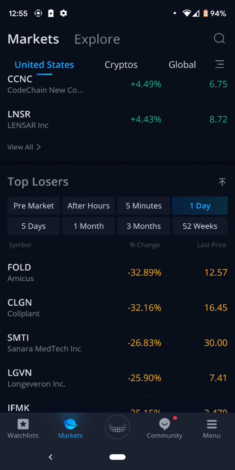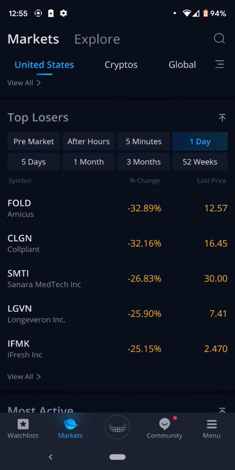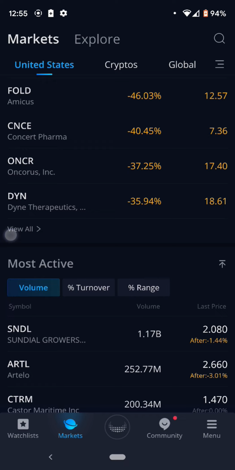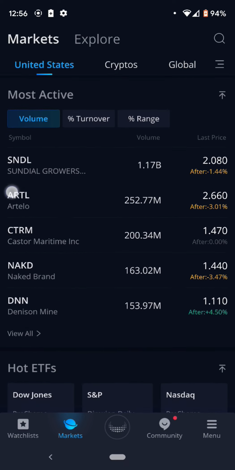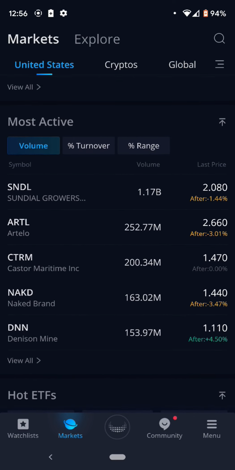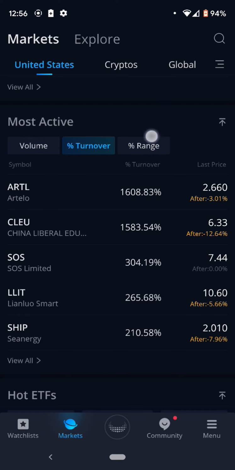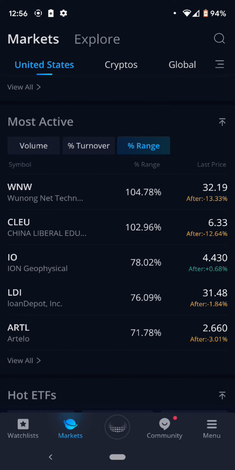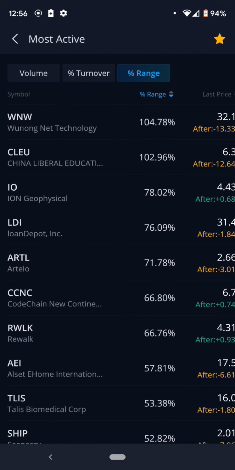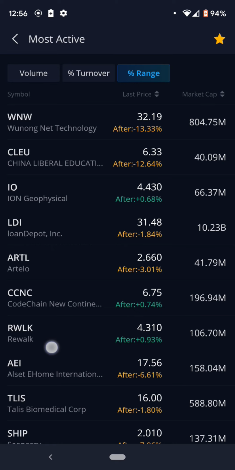So here are the top losers, same deal. You can sort by the day or the 5-minute, 5-day, 1 month. This is also really important, the most active stocks by volume, by turnover, by range. This is daily range, I think. And you can expand it. See the market cap.